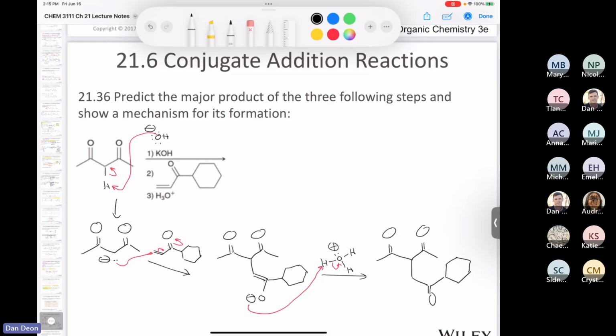2, 3. I'm missing a carbon, aren't I? Okay, let me go back and fix this structure. I'm going to go back here. I told you it was about counting your carbons correctly.